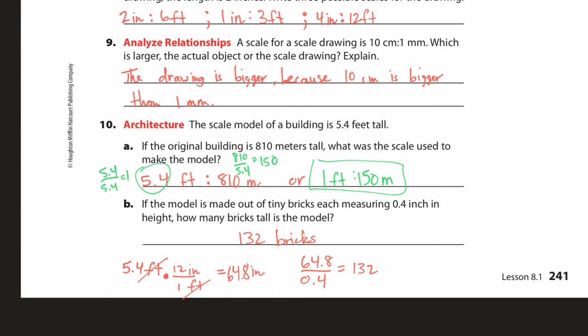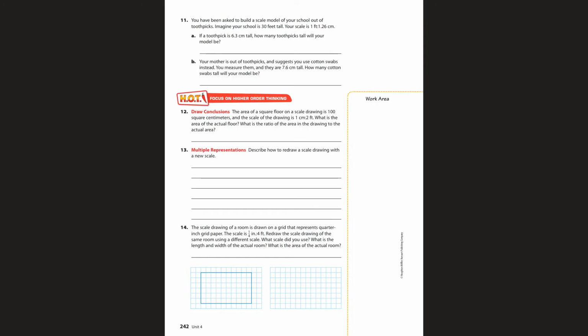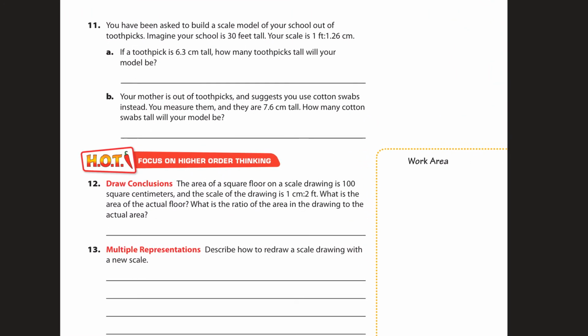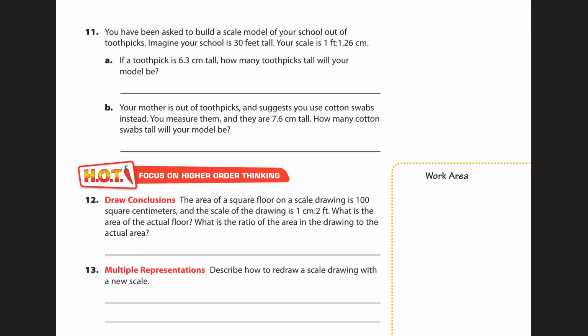Okay, next page. Let's see what we got here. Number 11, you have been asked to build a scale model of your school out of toothpicks. Imagine your school is 30 feet tall and your scale is 1 foot. Each foot represents 1.26 centimeters. If a toothpick is 6.3 centimeters tall, how many toothpicks tall will your model be? Well, let's find out.